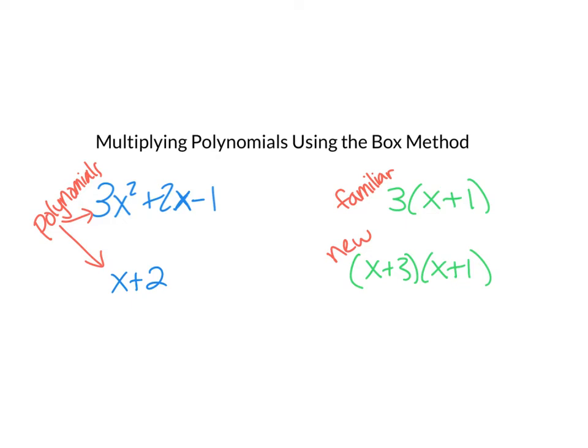Multiplying polynomials using the box method. Recall that a polynomial is a series of terms separated by plus or minus signs, such as 3x squared plus 2x minus 1, or x plus 2. In the past, you have done problems like this where you have to distribute a 3 into a series of terms. In this video, we will learn how to double distribute when we have to multiply a set of terms in one parenthesis with a set of terms in another parenthesis.